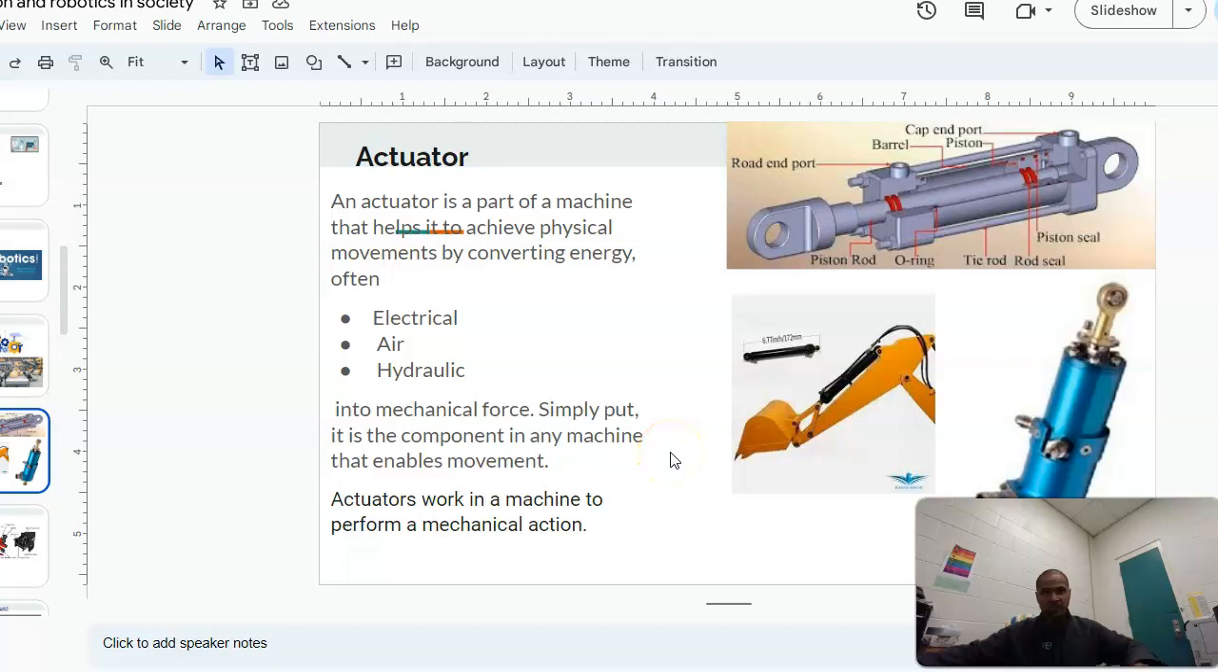Okay, actuators. An actuator is just a single part of the machine. As you see here, this is the actuator. It's just a single part of the machine. Now, actuators can be an electrical actuator, an air actuator, or a hydraulic actuator. All right.